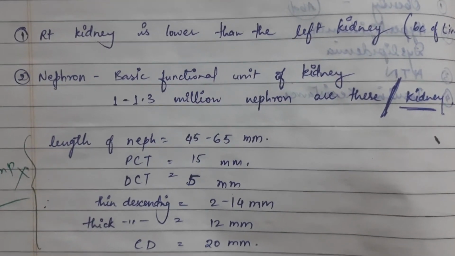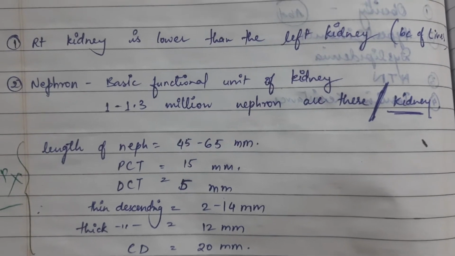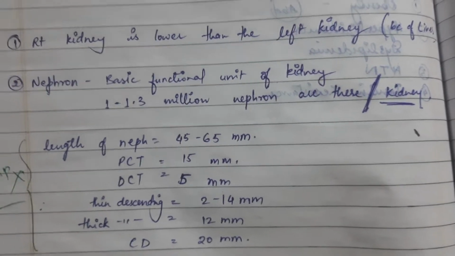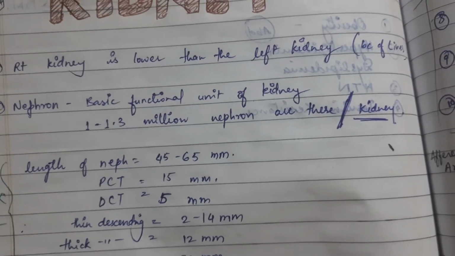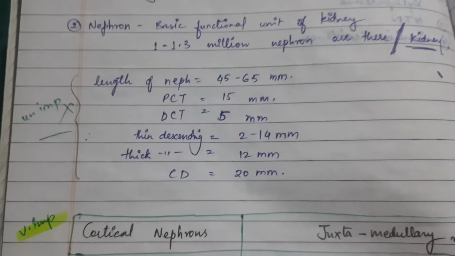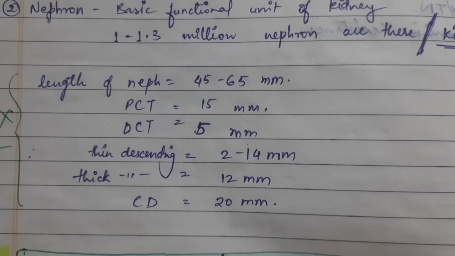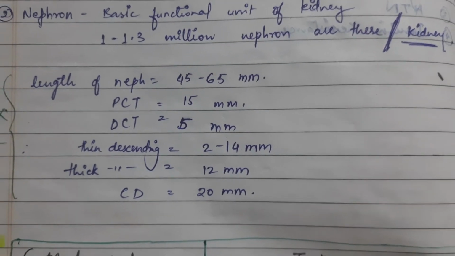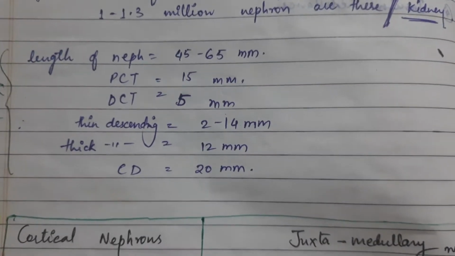So nephron, basic functional unit of kidney. 1 to 1.3 million nephrons are there per kidney. So in both the kidneys, in total we have 2.6 million nephrons. This is not important. This is the length of the parts of the nephron. Length of nephron in total, 45 to 65 millimeter.